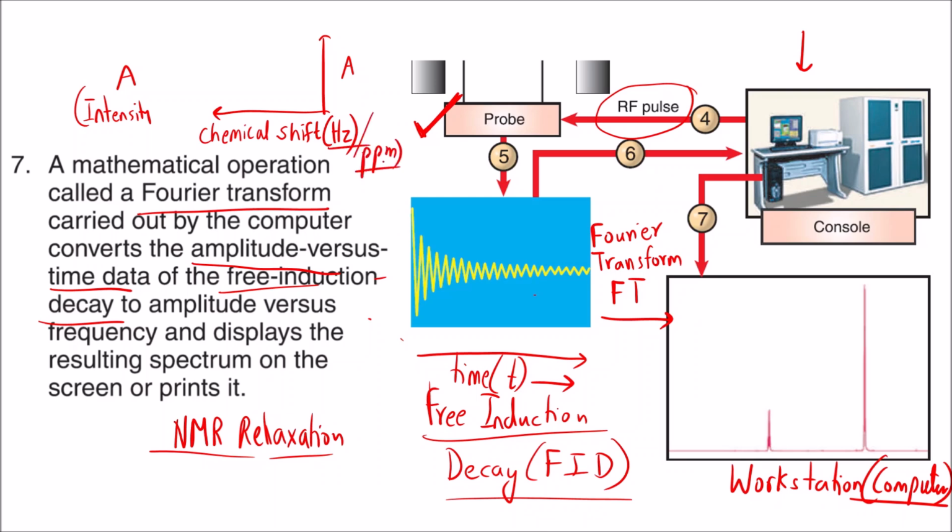You can convert ppm to hertz and vice versa. You can see the spectrum in both units, either hertz or ppm, parts per million. The computer displays the resulting spectrum.